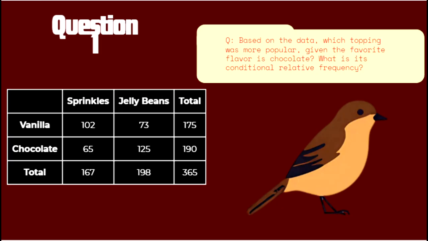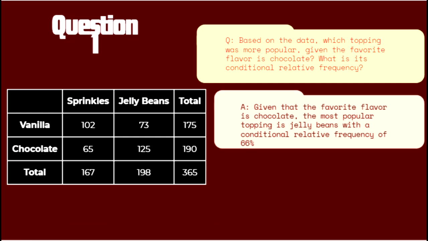Question 1, your turn. Based on the data, which topping was more popular given the favorite flavor is chocolate? What is its conditional relative frequency? Pause it, figure it out, come back. Okay, well, the most popular one is obviously jelly beans. And to find its conditional relative frequency, you're going to take 125 divided by 190. 125 divided by 190 gives us 0.657, so it's going to be 66%. Ba-ching! Jelly beans with the conditional. Oh, I am so good.